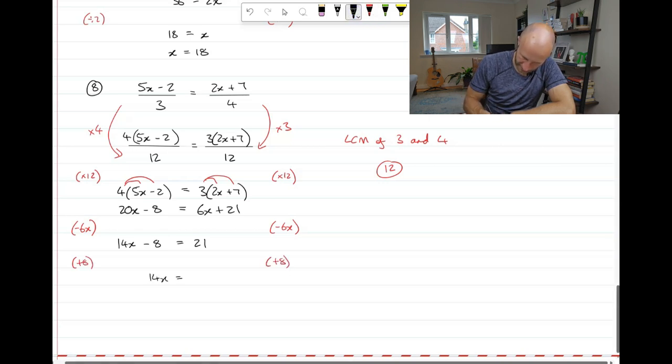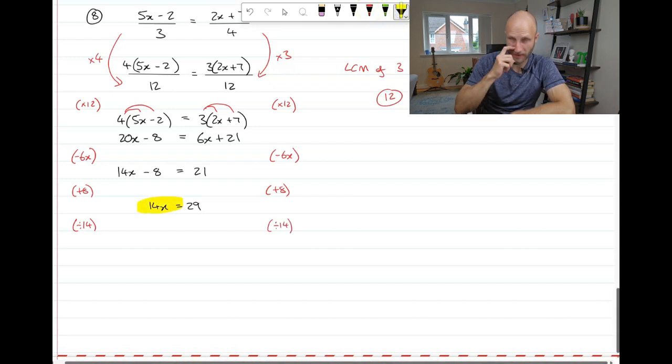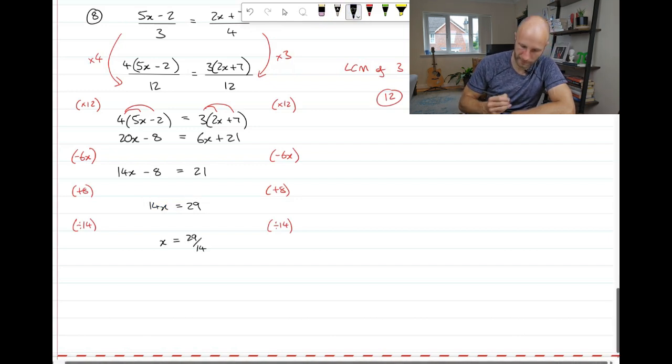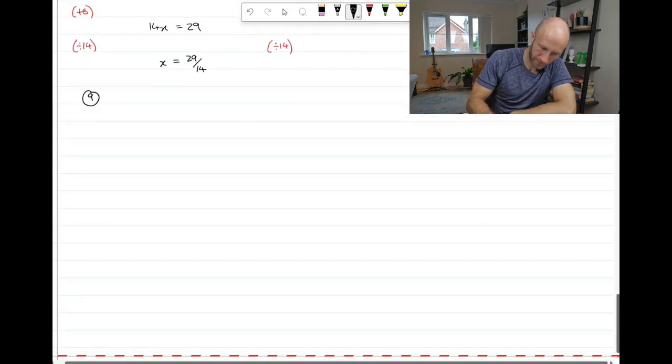So 14x equals 29. And then to get rid of that multiplication by 14, I'm going to divide by 14. 14x, 14 times x, divide by 14 to get rid of the timesing. 14 doesn't go into 29, so I just write it as 29 over 14. Done. 2 more. Again, if it's a bit quick, pause it as you go along.